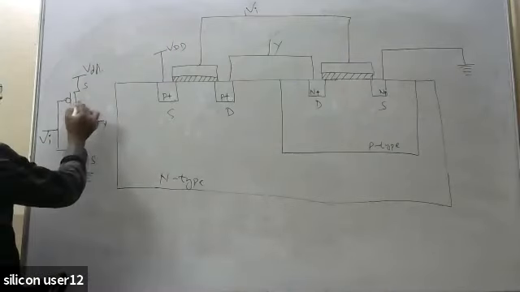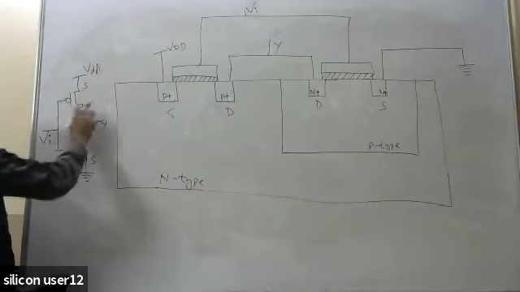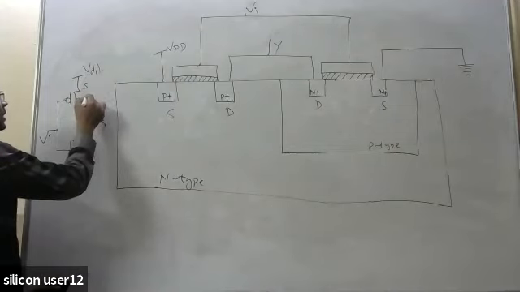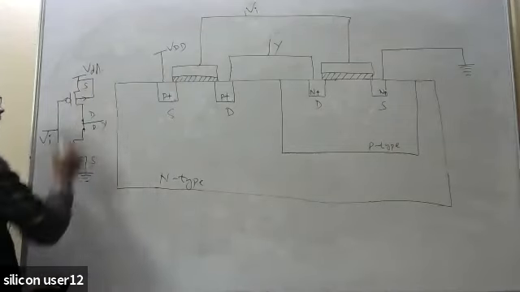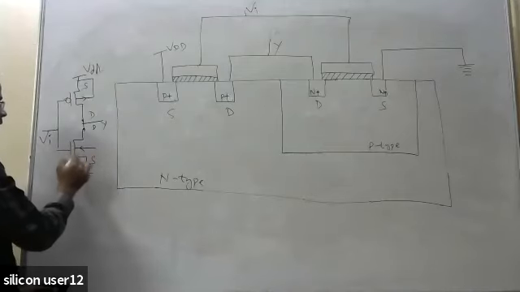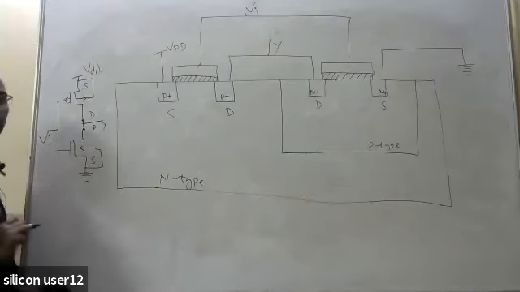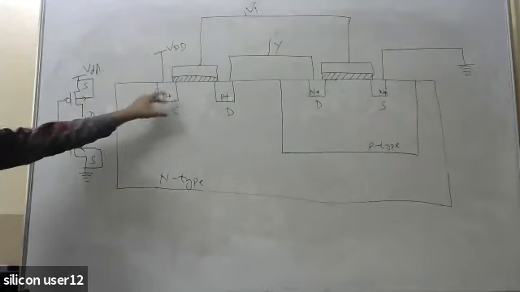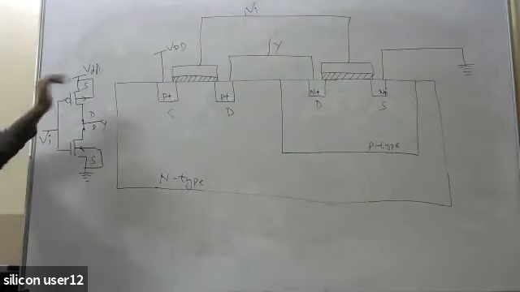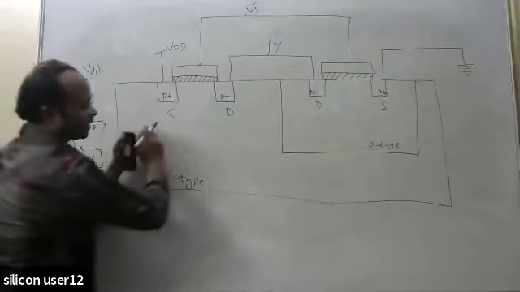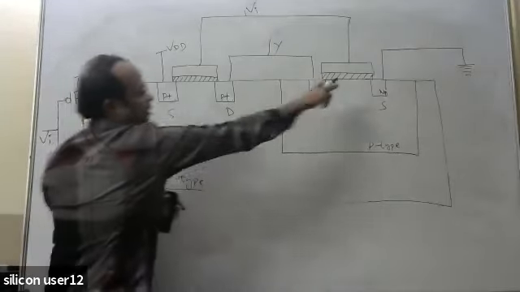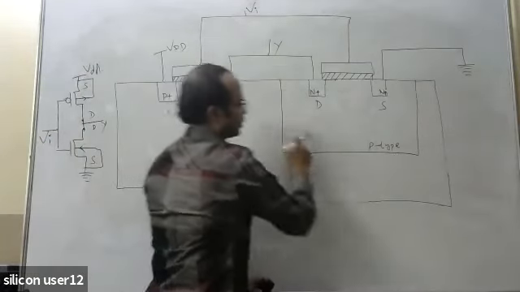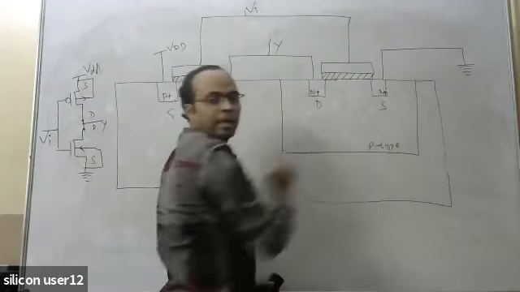One more thing is that normally in this figure, the body is not shown. Actually the body of this PMOS is always connected to this VDD, and similarly the body of this NMOS is connected to the ground. So we have to create one body terminal inside this NMOS and the PMOS also. Which is that body? This complete outside layer is the body of the PMOS. Similarly, this complete substrate is the body of the NMOS.